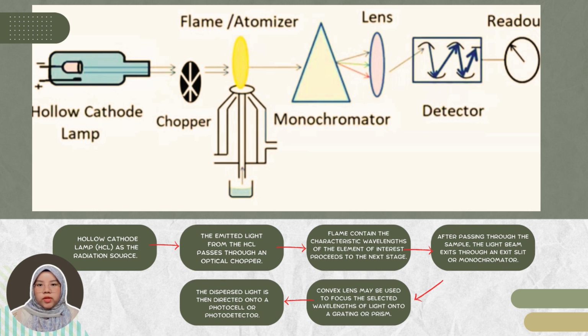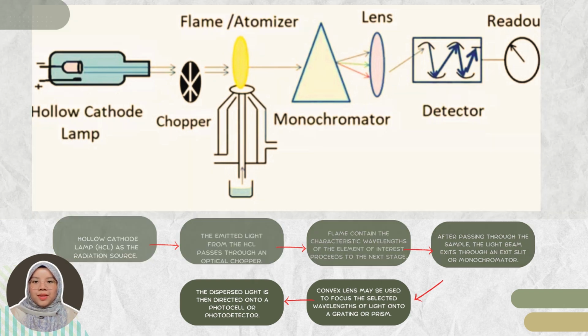The flame interacts with the sample under analysis. If the sample contains the element of interest, it absorbs some of the light at specific wavelengths. After passing through the sample, the light beam exits through an exit slit. The selected wavelength then enters a monochromator. Within the monochromator, a convex lens may be used to focus the selected wavelengths of light onto a prism. The dispersed light is then directed onto a photodetector. The photodetector detects the change in light intensity caused by the absorption of light by the sample.